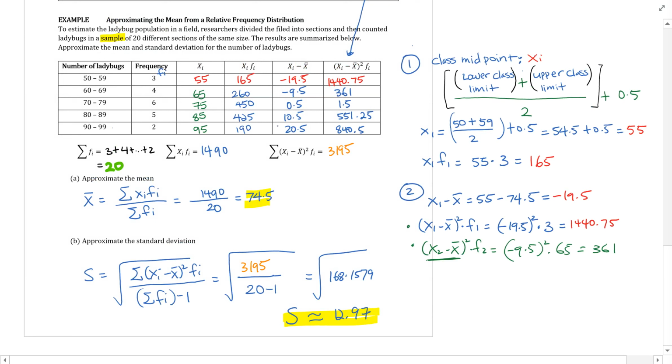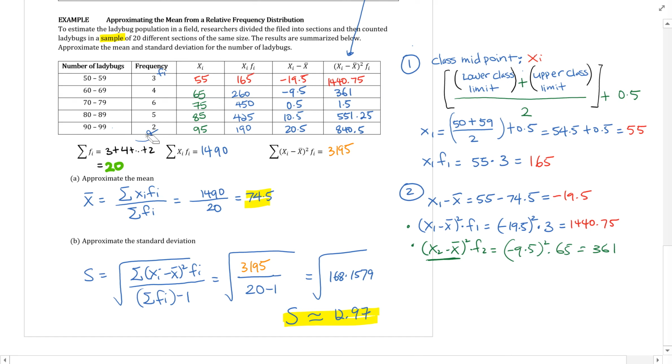Once I found my mean, I move on to calculate my standard deviation. First I calculate xi minus x bar, and then xi minus x bar squared times fi. Again, here I just plug it in, basic computation. This number over here is the sum of this column, 3,195 added up. And this summation of xi fi tells me the sum of this column, and summation fi is just this column. So this is the calculation by hand using the setup here.